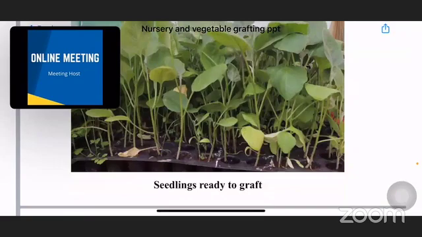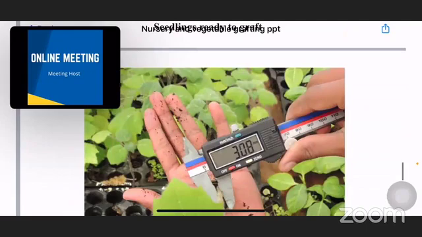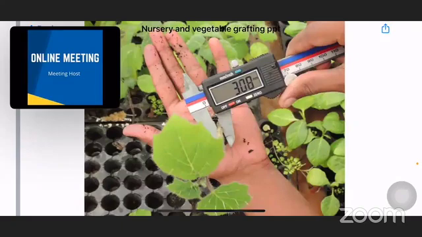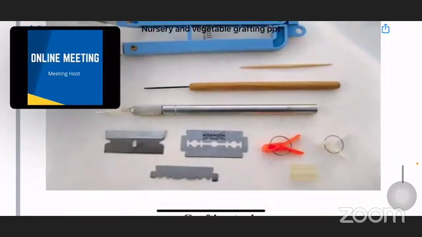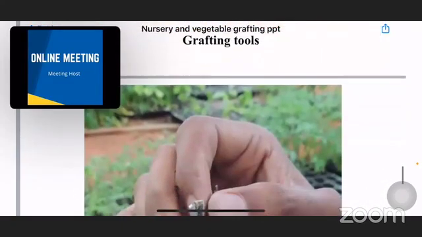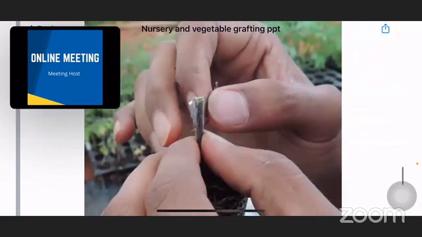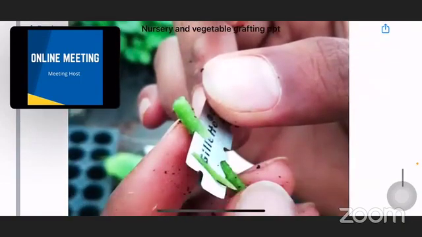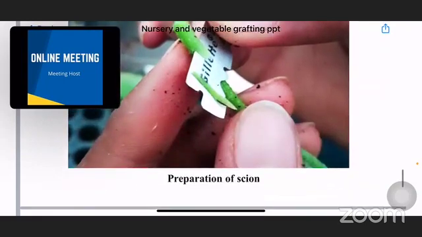The girth of the seedling is very important. This is how we measure seedling girth, which is usually 3 to 4 or 5 mm. That is the suitable stage for grafting. Then these are the tools, like a blade, clip, pin, etc. This is how we have to give the cut in the rootstock. And here is the sliding of the scion.